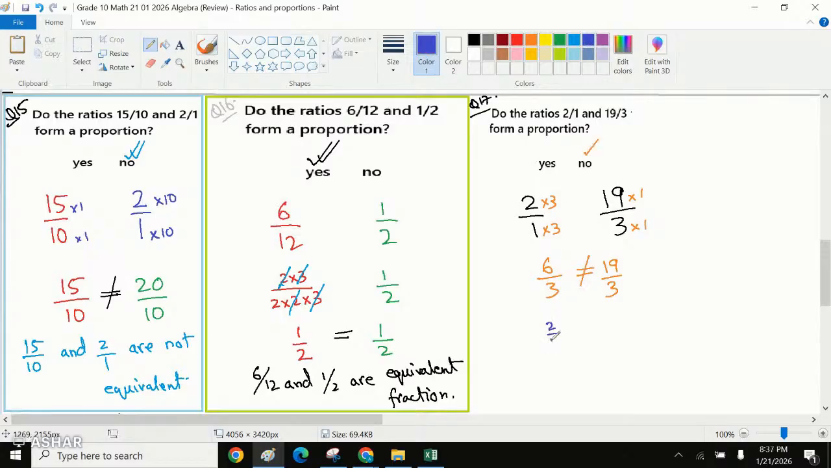For the final answer, we'll always write the values given in the question. 2 upon 1 is not equal to 19 upon 3. They do not have a proportion, or they are not equivalent fractions. Okay.